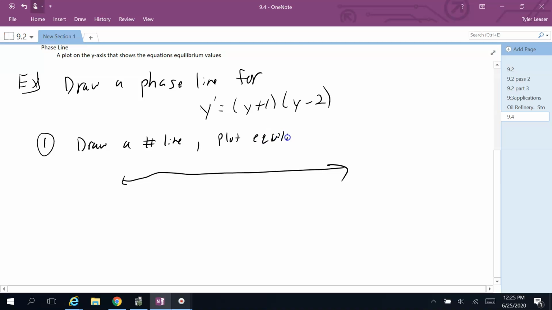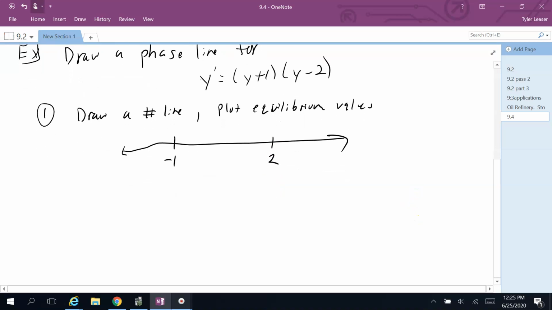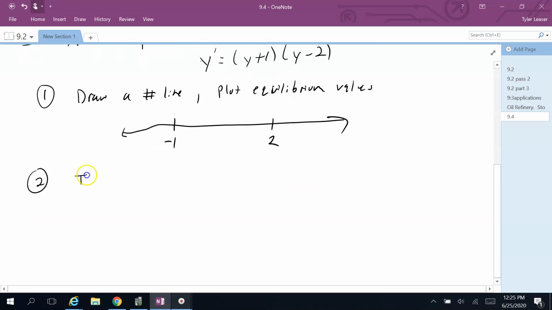And then the next thing that you want to do is plot the equilibrium values. The equilibrium values are pretty easy for this example because it's already factored. So the two values that are going to make that 0 are -1 and +2. So we'll plot those on the line as well. Okay, the next thing that you want to do, and you could wait to do this step until a little bit later, but we'll go ahead and do it now, is identify where the derivative is negative and positive.